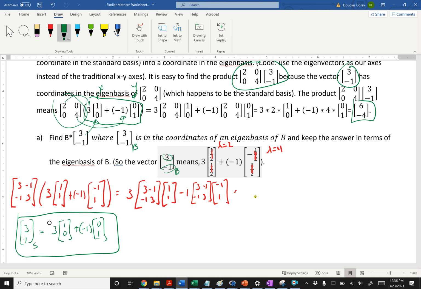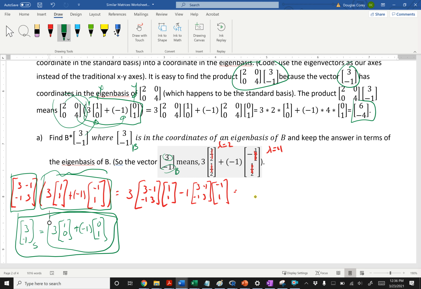So if I want to multiply this matrix by 3, negative 1, but that 3 and negative 1 is in the eigenbasis of B, then that 3 and a negative 1 means this. It means 3 of the first plus a minus 1 of the second. It doesn't mean this. It doesn't mean 3 in the x and a minus 1 in the y.